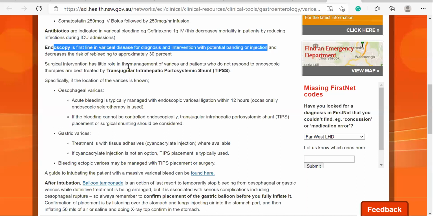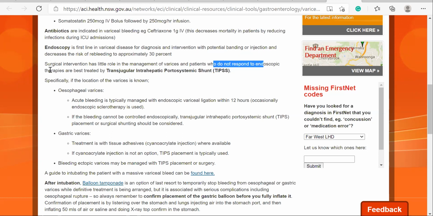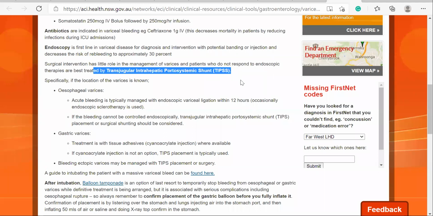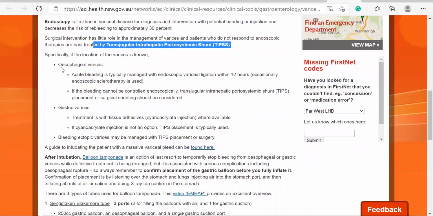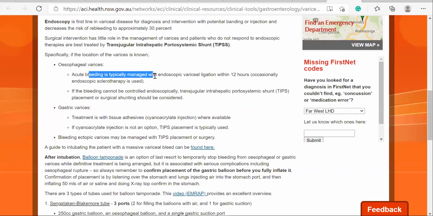Surgical intervention has little role, but if the patient doesn't respond to endoscopic therapy, normally you can try twice. So initially you tried endoscopy, it did not work, then you can try another time. If that doesn't help, the next best option will be TIPS, the transjugular intrahepatic portosystemic shunt. So TIPS will be your last option. So in case of esophageal varices, acute bleeding should be managed with endoscopic variceal ligation within 12 hours. Okay. Sometimes you can also use sclerotherapy.